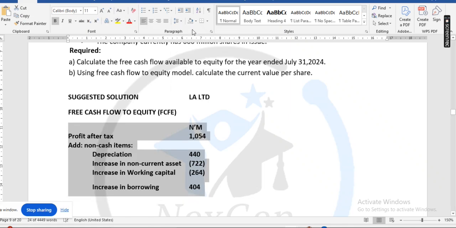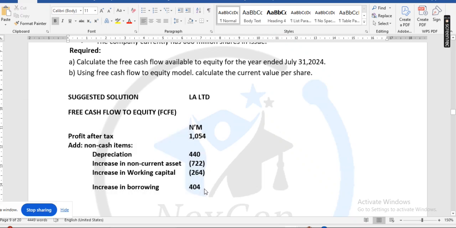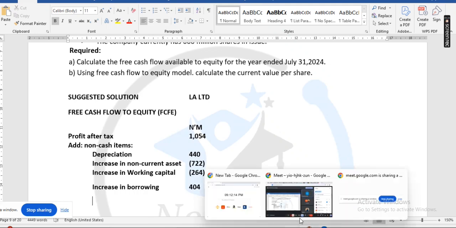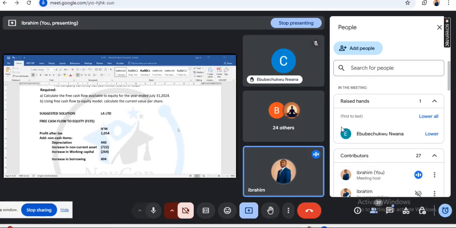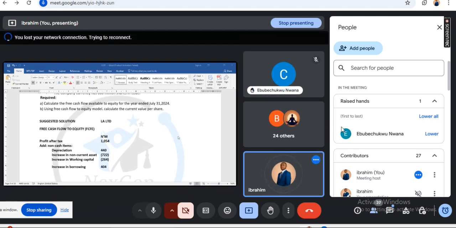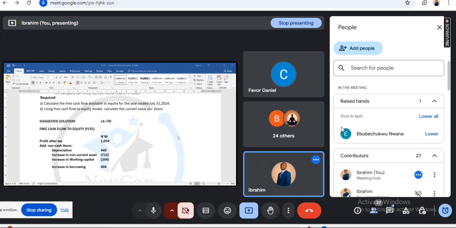What is free cash flow to equity? Quickly give me the figure. What is the free cash flow to equity? Ebubechuku, go ahead.